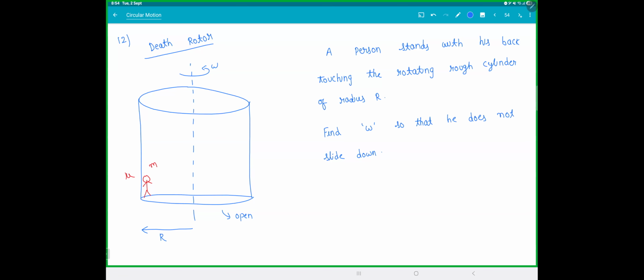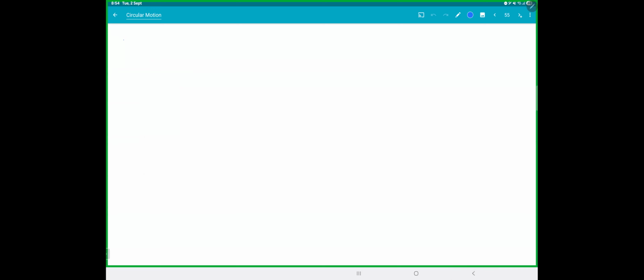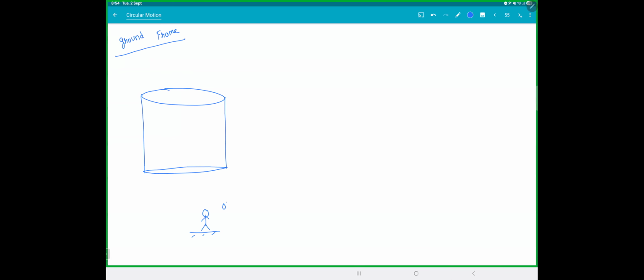Now, like I said, I'll do it in both the frames. First, I'll do it in the ground frame. Now see, should I do it in the ground frame? Should I do it in the rotating frame? Your choice. So before starting any rotational question, ask yourself, in which frame do I want to do it? So my observer is on the ground. So he is at rest. He doesn't know what is centrifugal force and all that nonsense.